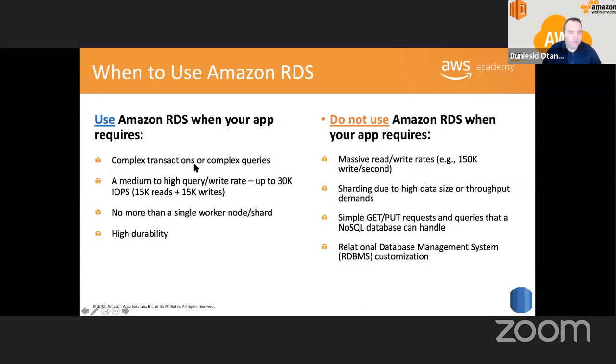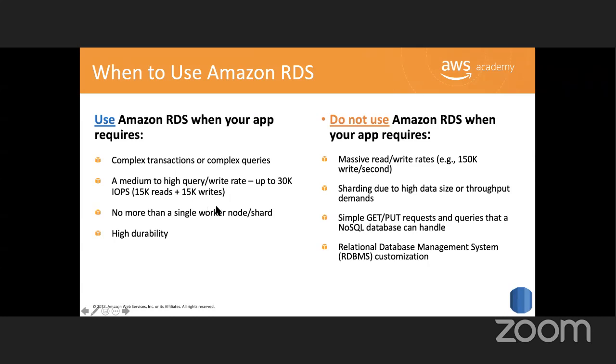So when you need complex transactions or complex queries, you use RDS. Remember, DynamoDB doesn't have queries. It's NoSQL. If you have a medium to high write rate, up to 30K IOPS, 15 reads and 15 writes, let's use RDS. If it is more than this, you should go for something else. RDS is for no more than a single worker, node, or shard. If you have more than a single worker or shard, then you need something else.